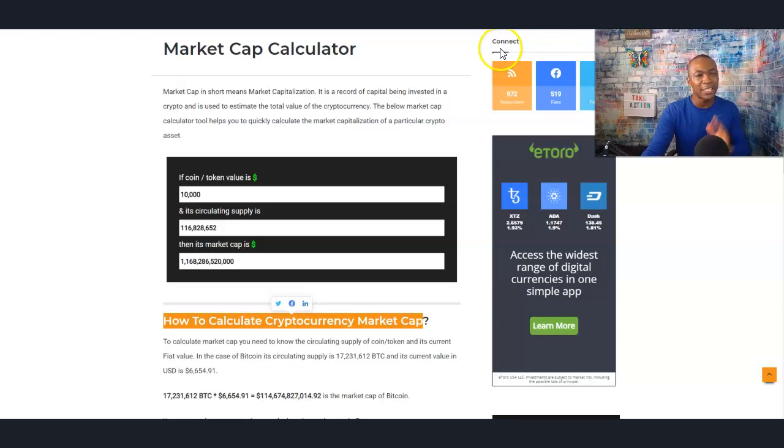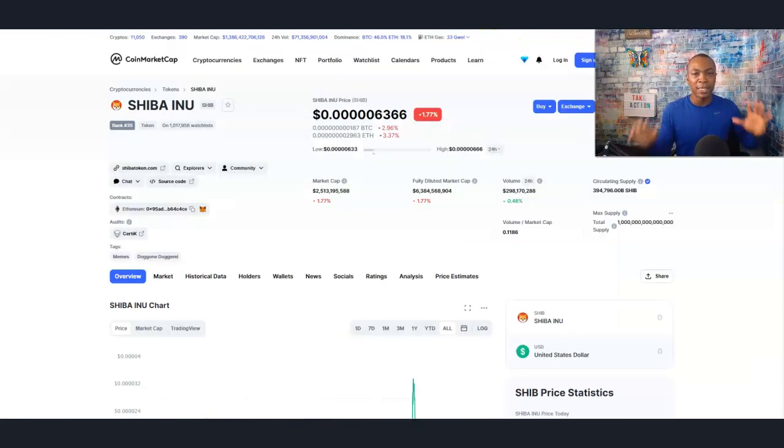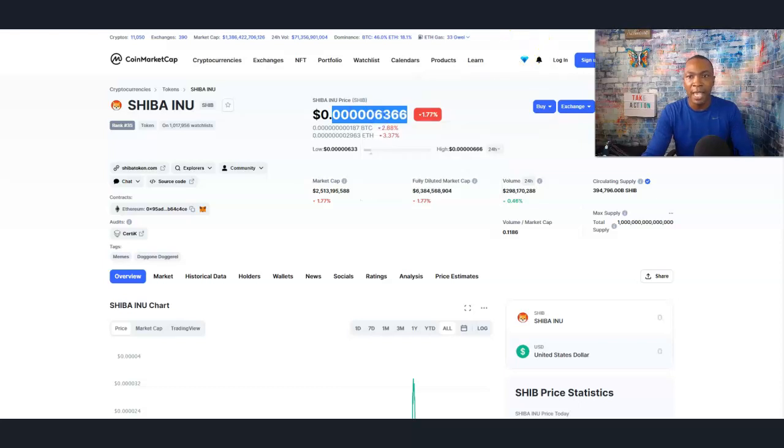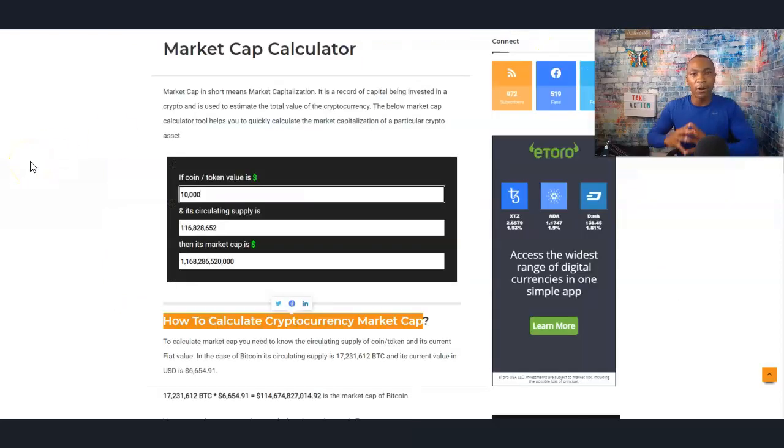Now let's go ahead and determine the market cap for Shiba first. This is the current price as of right now. Yes, the price is going up and down, but we're focusing on the market cap. Now we're going to copy the price, and go back to coingods.org. This is the website, and I'll have it right below this video. And I'm going to paste it right here.